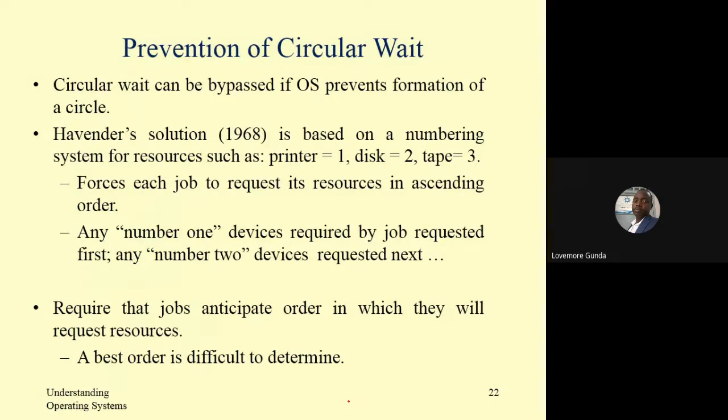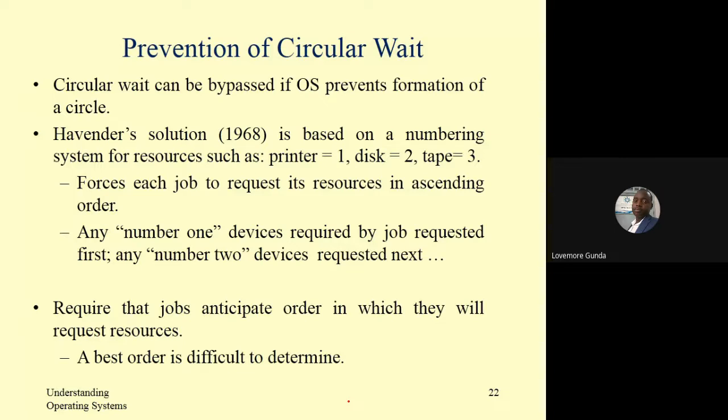The circular wait can be bypassed if the operating system prevents formation of a circle, right? So this can be done by maybe numbering the resources, number 1, number 2, number 3, and the like, and forcing each job to request its resources in ascending order, right? Resource number 1 first, resource number 2 next, right?